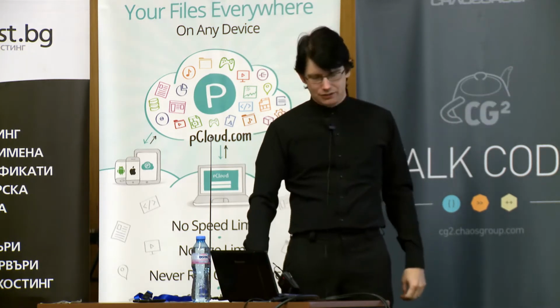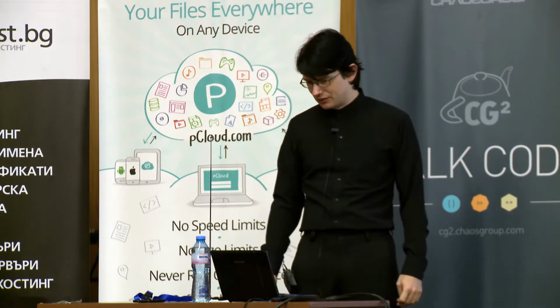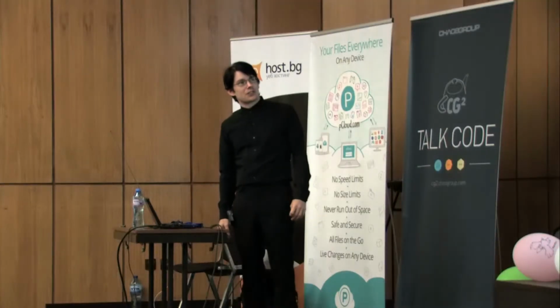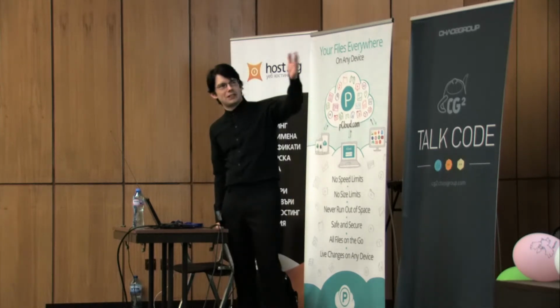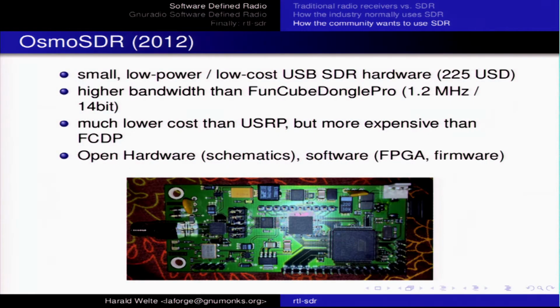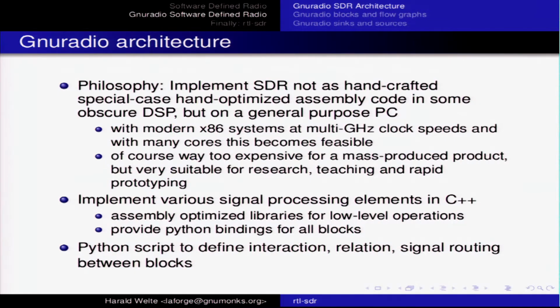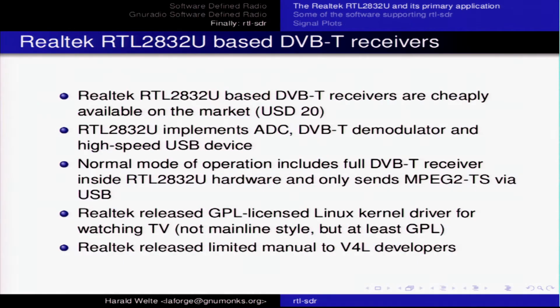And the hardware design and the firmware are proprietary, which of course makes it less interesting for open source enthusiasts. So that's a picture of that device. It's a USB device that you can plug in and connect an antenna to. Okay, I'm going to skip some more slides about GNU Radio and so on, and get finally to the rtl-sdr, which is the main topic of this presentation.